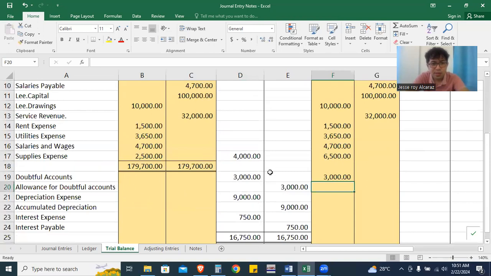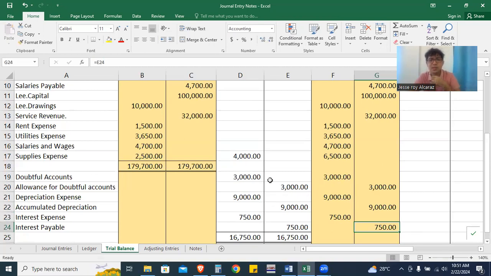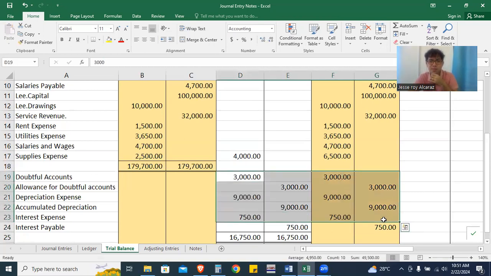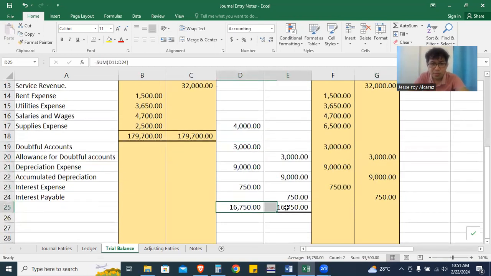So, it is 0 here. Then, there's a debit. Then, debit. Debit. So, basically, we just transfer the other adjustments. And then, total.